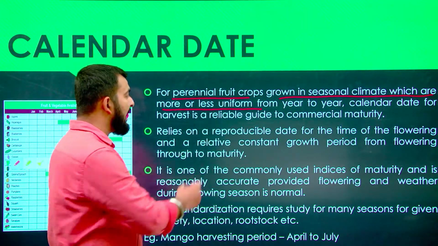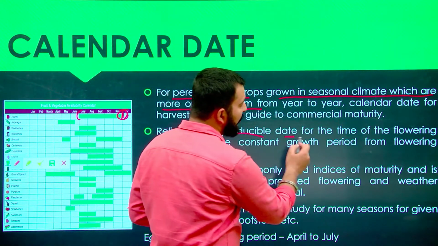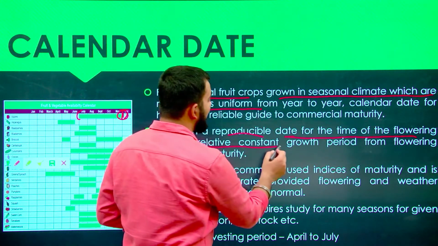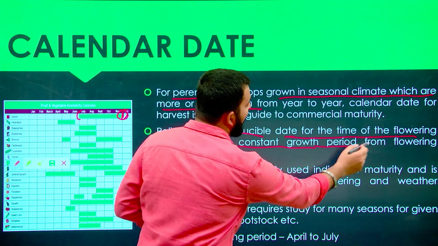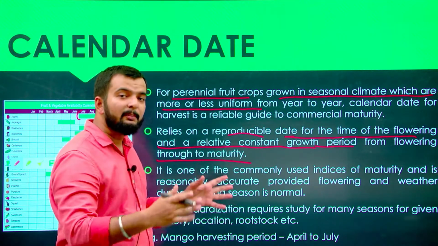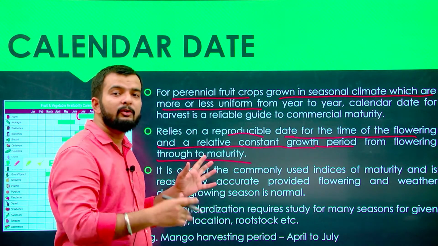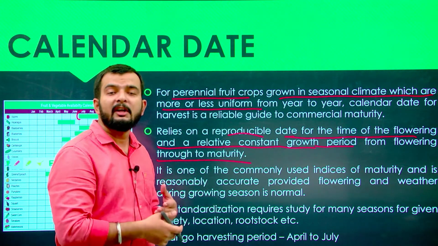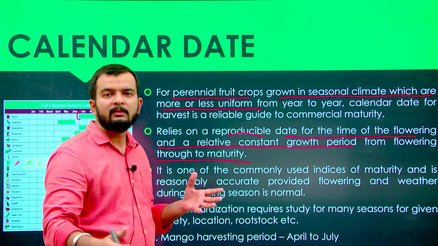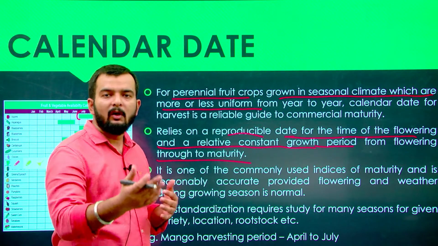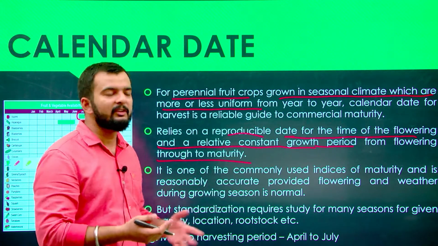Now this relies on reproducible data for the time of flowering and a relatively constant growth period from flowering to maturity. If during that period from flowering to maturity the climatic conditions, temperature and humidity, are almost uniform as in previous years, then your calendar date will also be almost the same as in the previous years.